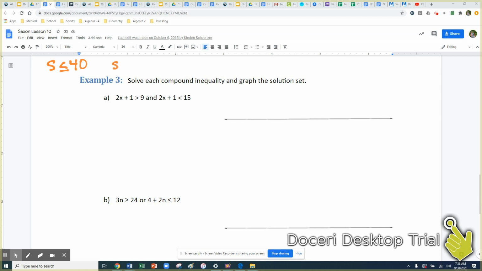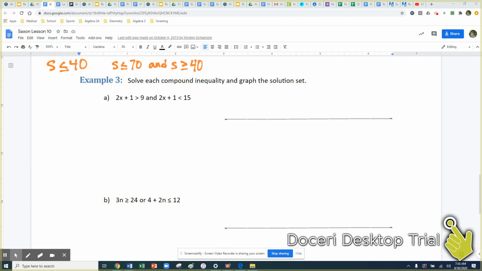So our S, our speed, has to be less than or equal to 70, and our speed has to be greater than or equal to 40. So our minimum amount of speed has to be 40 miles per hour. So legally, you could get pulled over if you're going less than 40 out on the interstate.